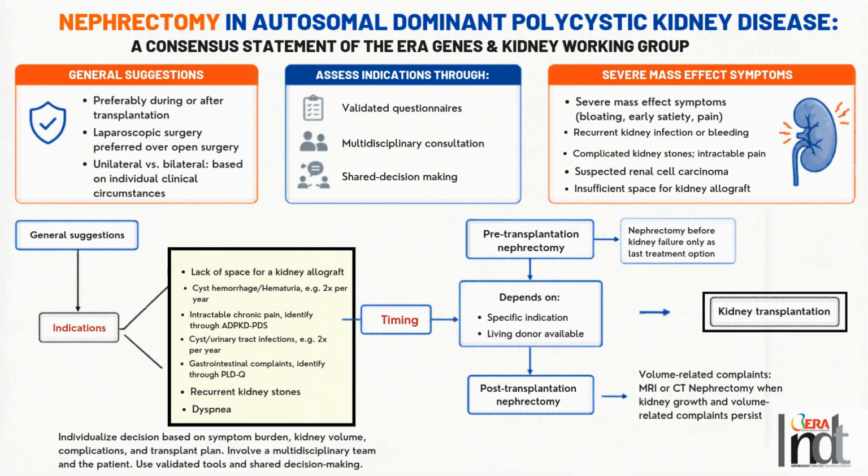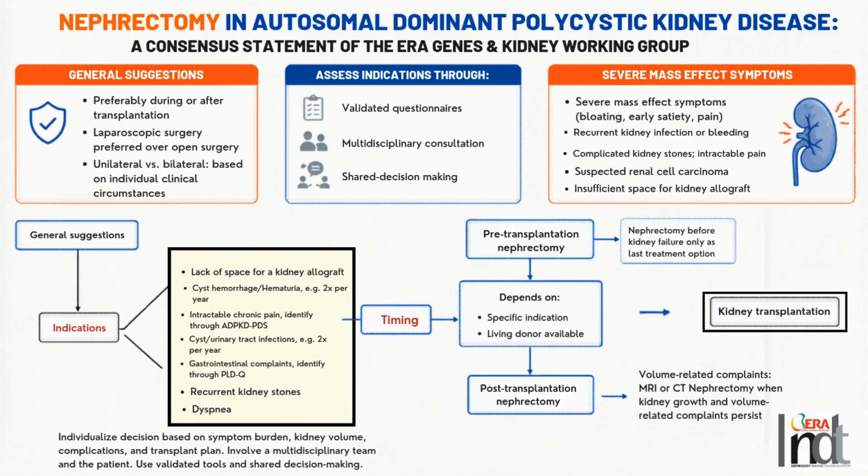Key indication for nephrectomy. When do we actually consider nephrectomy? The most common driver is lack of space for a future kidney allograft. Other important indications include recurrent cyst hemorrhage or hematuria, typically more than twice per year, intractable chronic pain, especially when confirmed to be kidney-related, and recurrent cyst infections, again with frequent episodes.